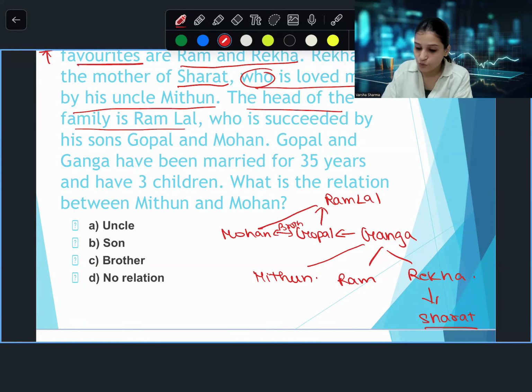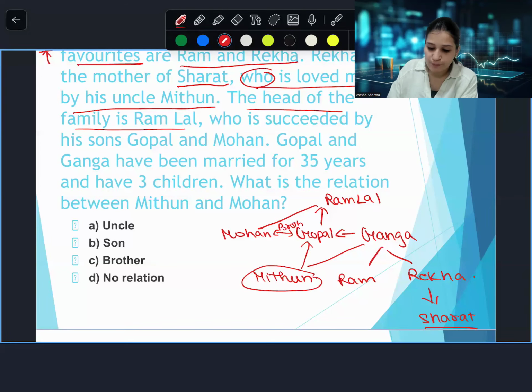Relation between Mithun and Mohan. Mithun is the son of Gopal and Mohan is the brother of Gopal. So what's the relation? Uncle and nephew? Yes, ma'am. Uncle and nephew.